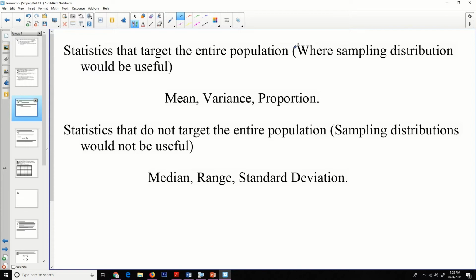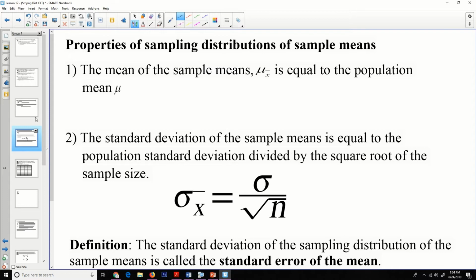Statistics that target the entire population, where a sampling distribution may be useful, are the mean, variance, and proportion. For statistics that do not target the entire population, sampling distributions would not be useful. So the median probably wouldn't be useful with a sampling distribution. Range and standard deviation are probably not going to be helpful either when you're talking about sampling distributions.